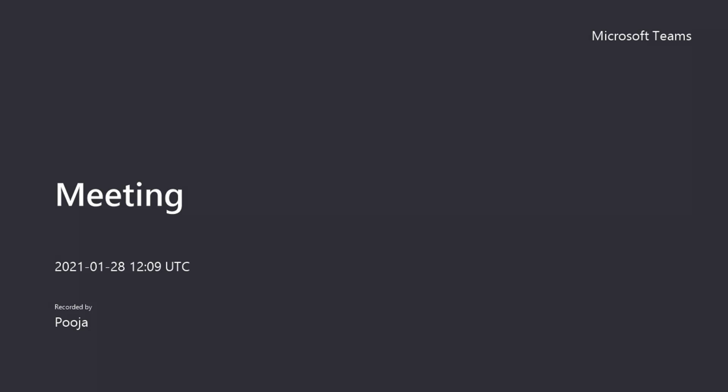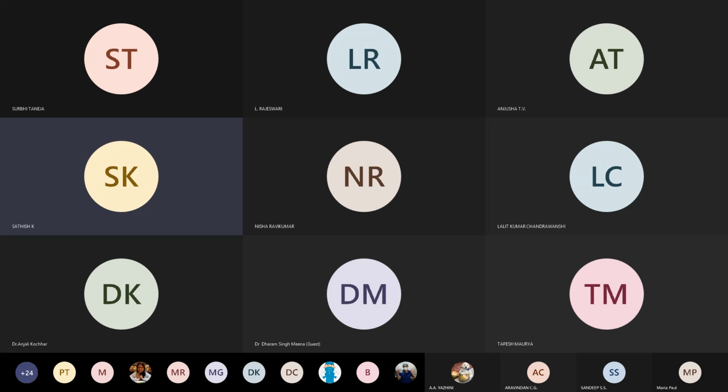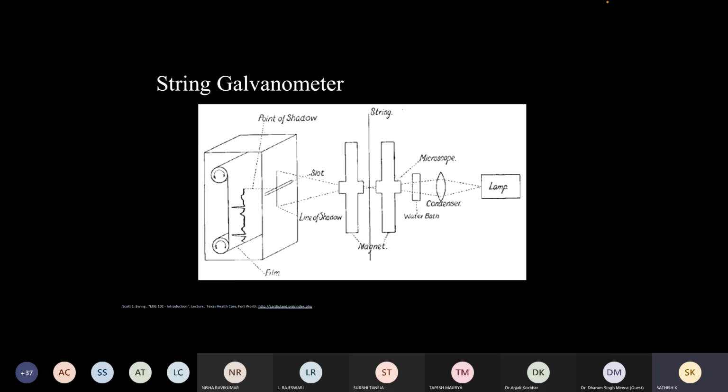He worked for 3 years with this string galvanometer to record an ECG. Interpreting clinically will be very easy. So he worked on this, and this is the string galvanometer that was used by Einthoven.